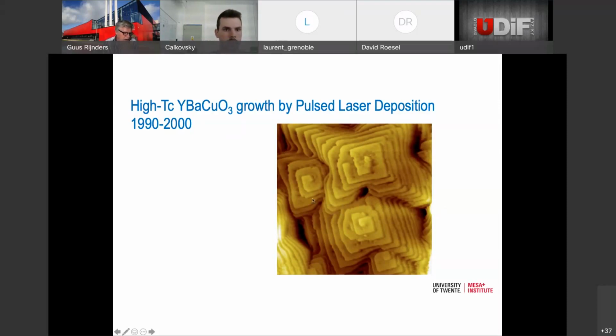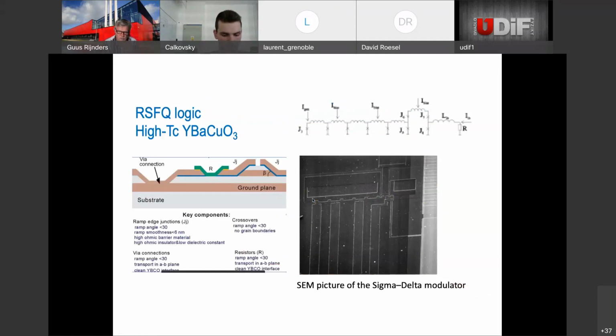At that time, also within European projects, and I will not go into too much detail, we were working on making rapid single flux quantum logic. Again, I will not go into the details there. But in principle, you can make very fast electronics with these superconductors. We were already able to make a rather complex structure of these thin films and make Josephson junctions and get them into circuitries like shown over here.